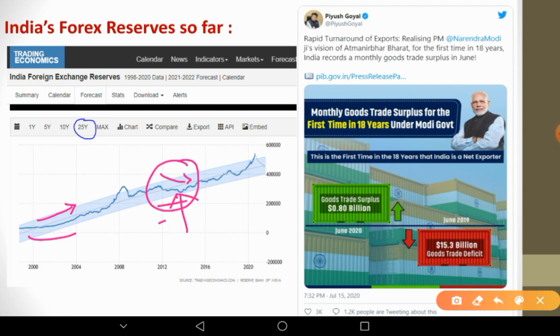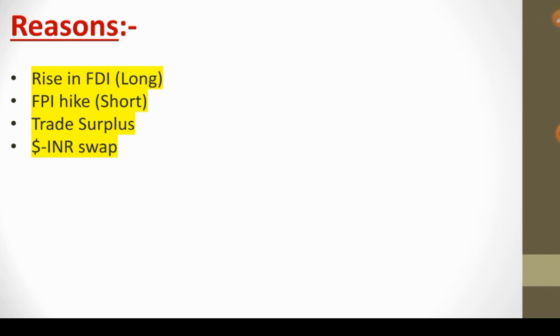So here you can see the major reasons for the increase in forex reserve. Number 1, rise in FDI, like the investment by different companies starting from Facebook to different US investment companies and VCs. Second is the FPI hike, and FPI is for short term, FDI is for long term. FPI was drawn back in April and May, but it came back again in May and June due to the accommodative stance of RBI as well as the Finance Minister of India, Nirmala Sitharaman.